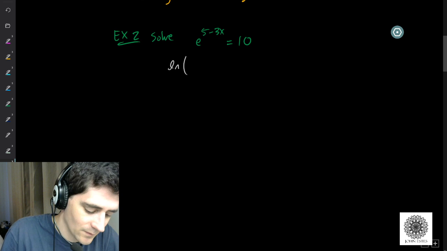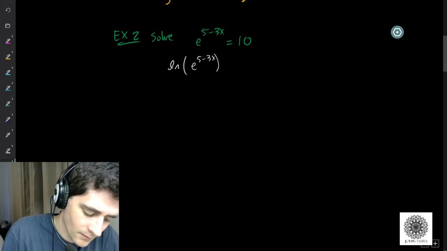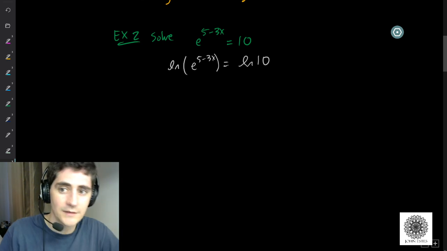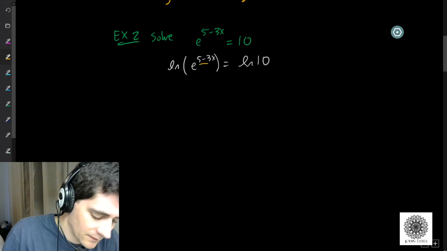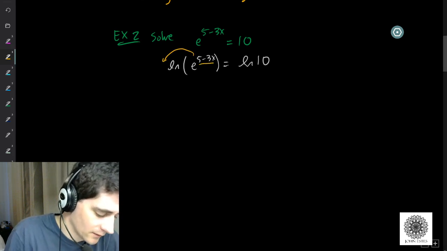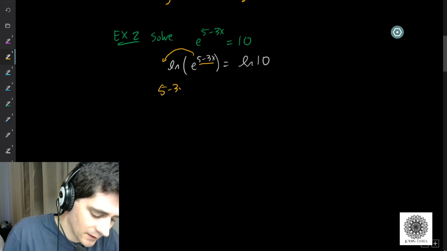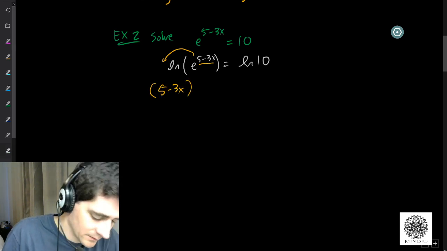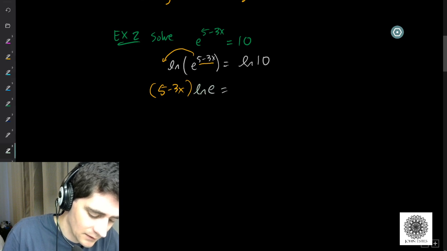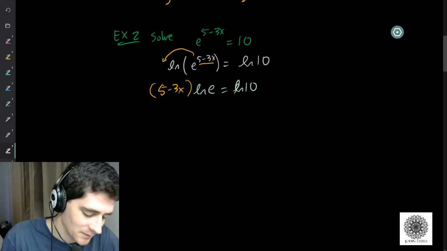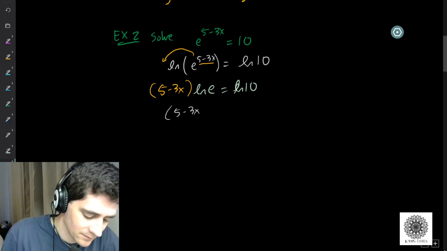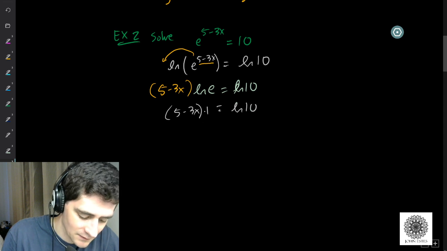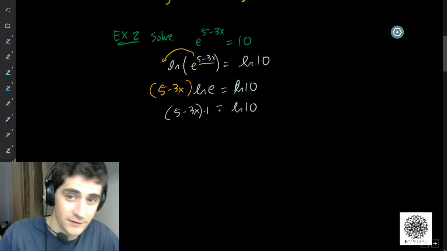When I take the ln of both sides, remember ln 10 is a real number. We had a property of logarithms that said if you have a power, the power can come out front as a coefficient. So this is 5 minus 3x times ln e equals ln 10. This is actually pretty nice because remember ln e is 1, so I end up with 5 minus 3x times 1 equals ln 10, and now this is just a linear equation. We just solve for x.